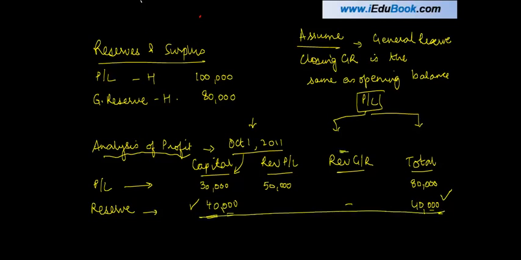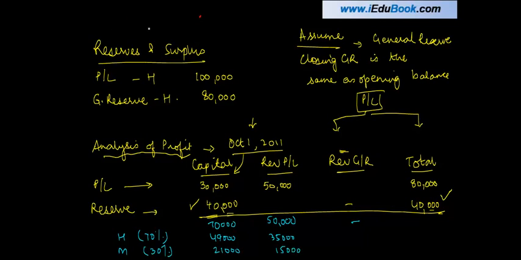Now, after this, I am clear what my total capital profits are: 70,000. My revenue is 50,000. Revenue GR is nothing. Once I've got my capital and revenue profits, what do I do? I will allocate it between the holding company and the minority. 70%, 30%: 70% of 70,000 is 49,000, 21,000, 35,000, 15,000.